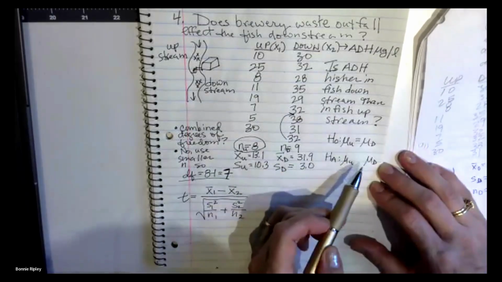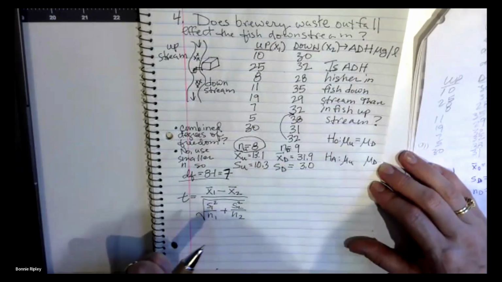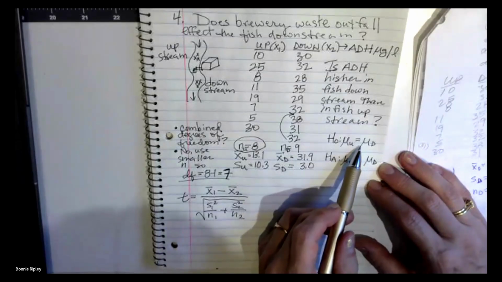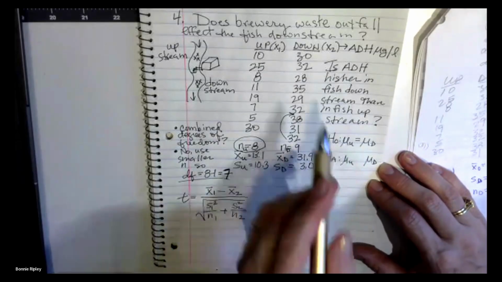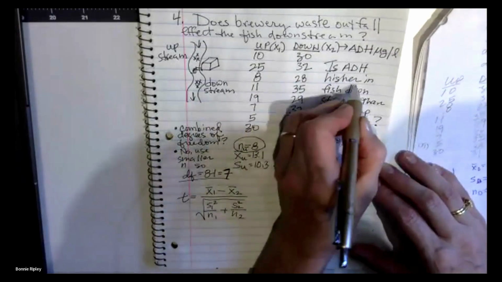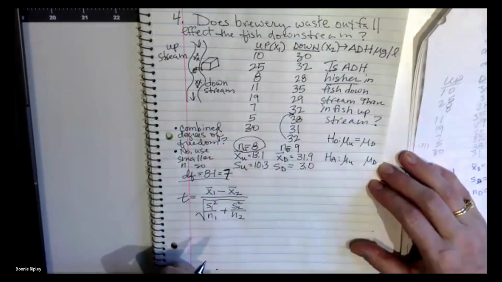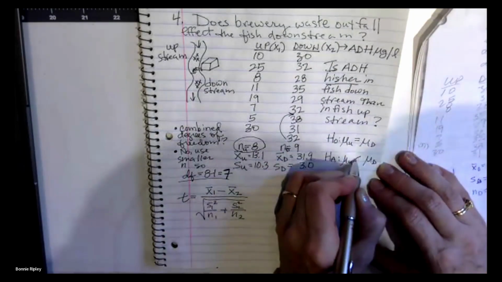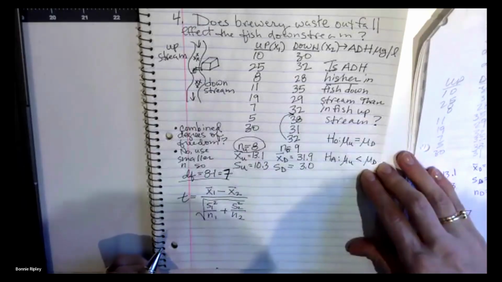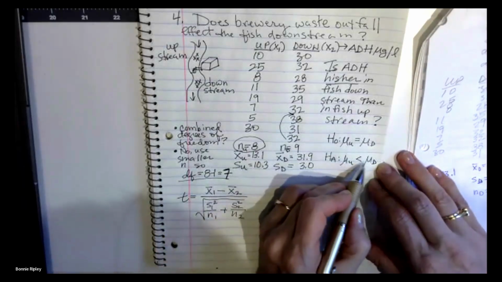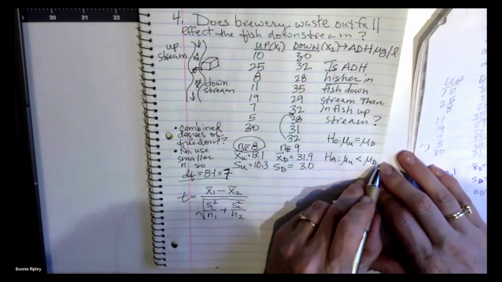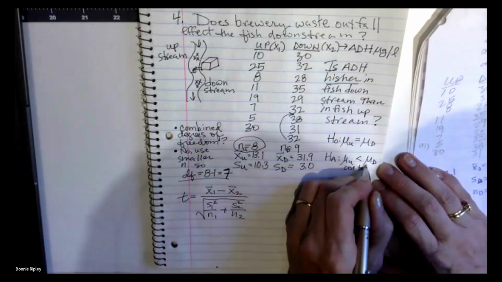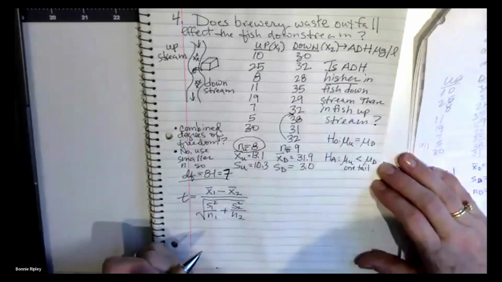Are we going to have a greater than or a less than, or are we going to have a not equals, right? Our mu zero is always going to be that they are equal. So let's look at our research question, and it asks, is ADH higher in the downstream fish than it is in the upstream? Okay, higher in the downstream. That means we're going to have a greater than symbol in our alternate hypothesis, and this is telling us it's going to be a one-tail p-value.